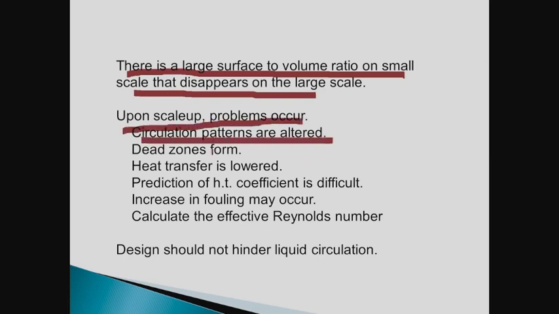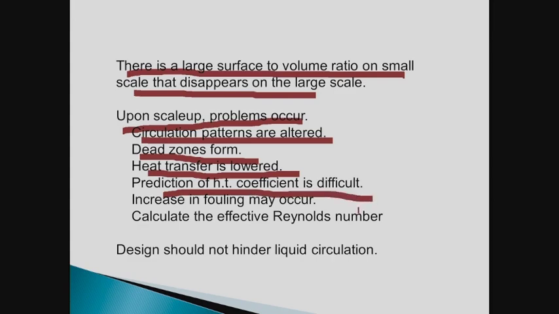Circulation patterns are altered. Dead zones form. You have a lower heat transfer coefficient. In fact, the prediction of the heat transfer coefficient becomes difficult. You're probably going to have to measure it or use data. You have an increase in fouling, and the calculation of an effective Reynolds number becomes very difficult.